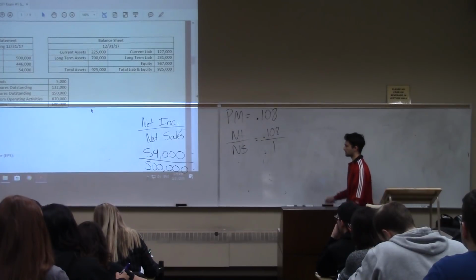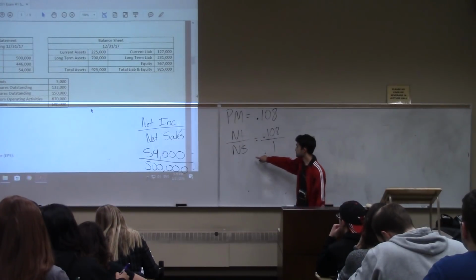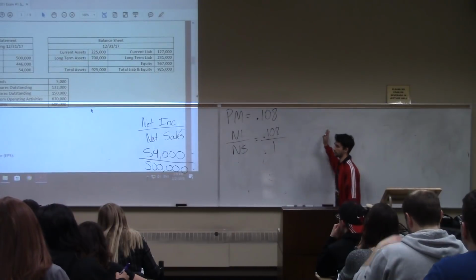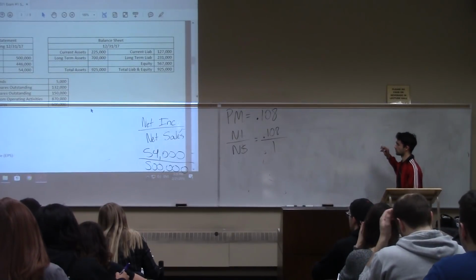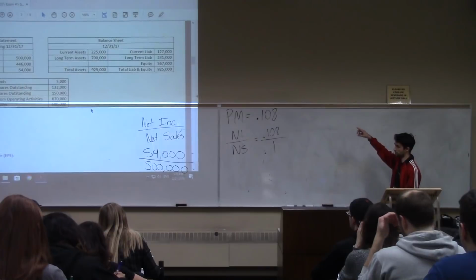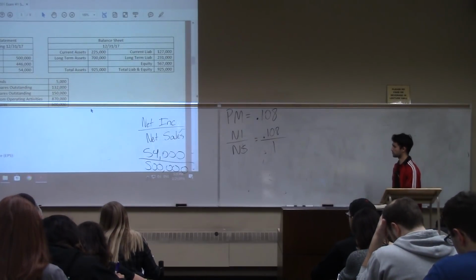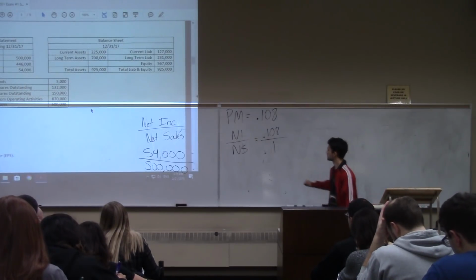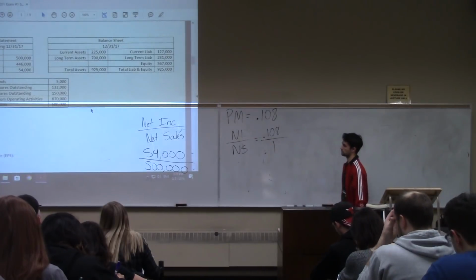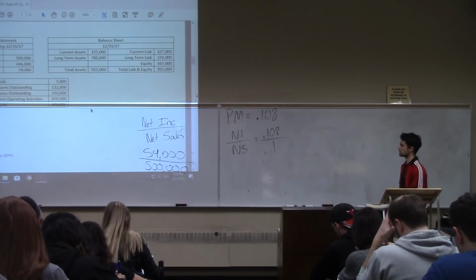This could be useful if you project your sales to be $1 million next quarter. You can look at your previous profit margin, or a bunch of your profit margins, and determine where your net income might be.